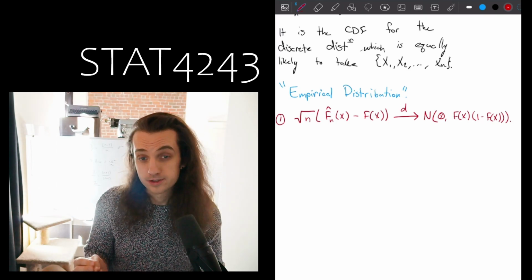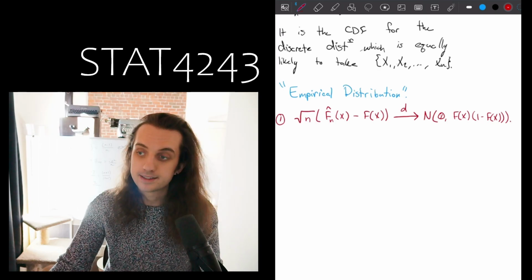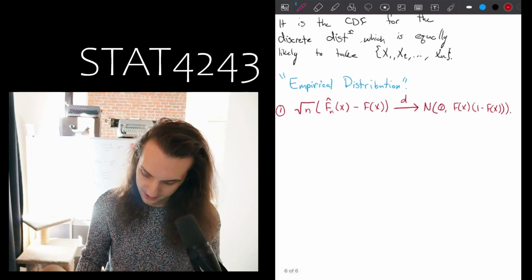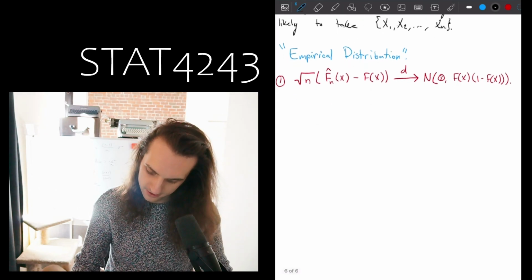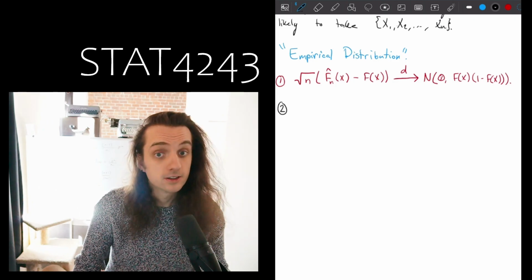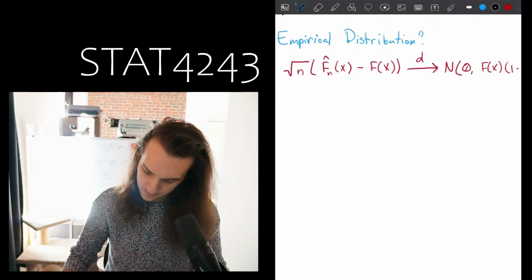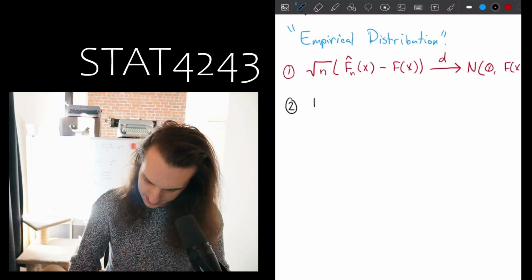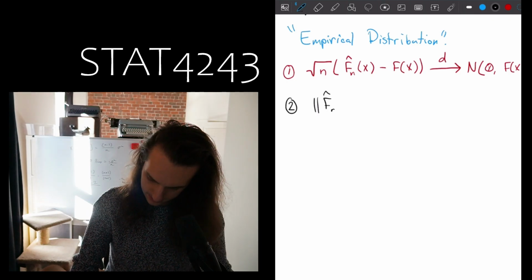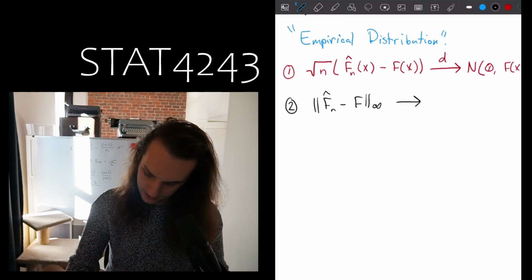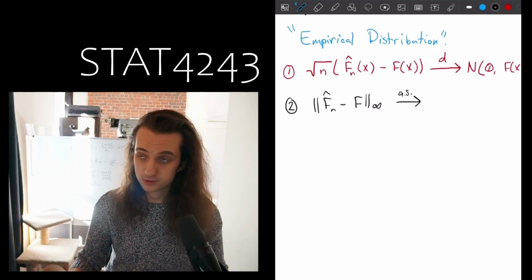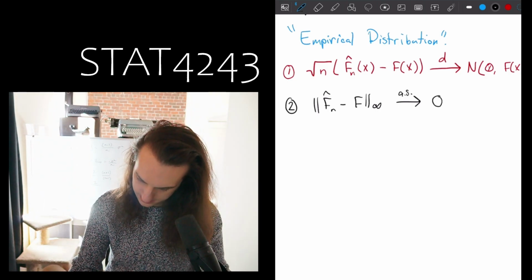There are actually a lot stronger results that we can get from this. And so I'll just state the next result. This result gives rise to many other results, and it's a lot more powerful, even if at the outset it doesn't look like it's a whole lot different. One way that you can write this is we can say that the infinity norm of the empirical CDF minus the actual CDF converges almost surely to 0. I'll explain exactly what this notation means in a second.